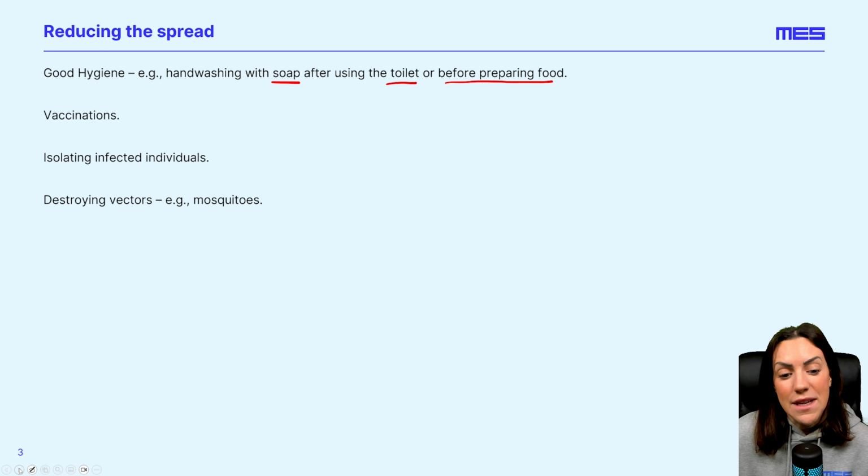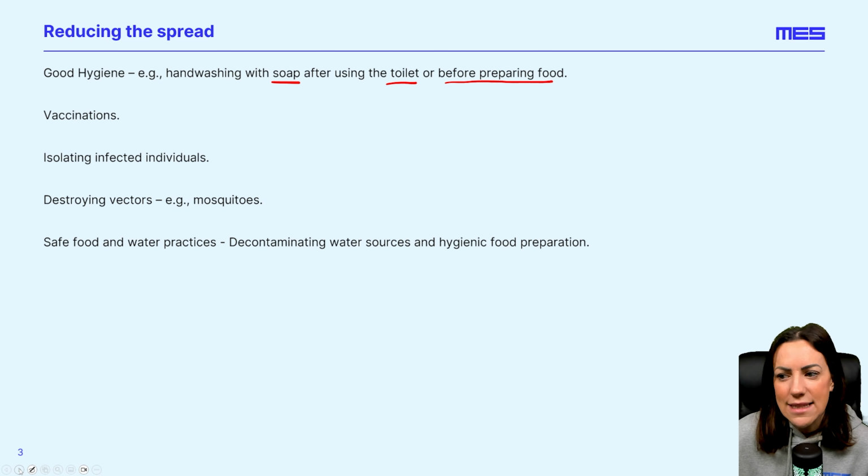Destroying vectors. Now, this one is specific for malaria on your specification. Malaria is caused by a protist and it is spread by female mosquitoes. So if we can reduce the number of female mosquitoes or kill those mosquitoes, we can prevent the spread of that disease, or reduce the spread at least.